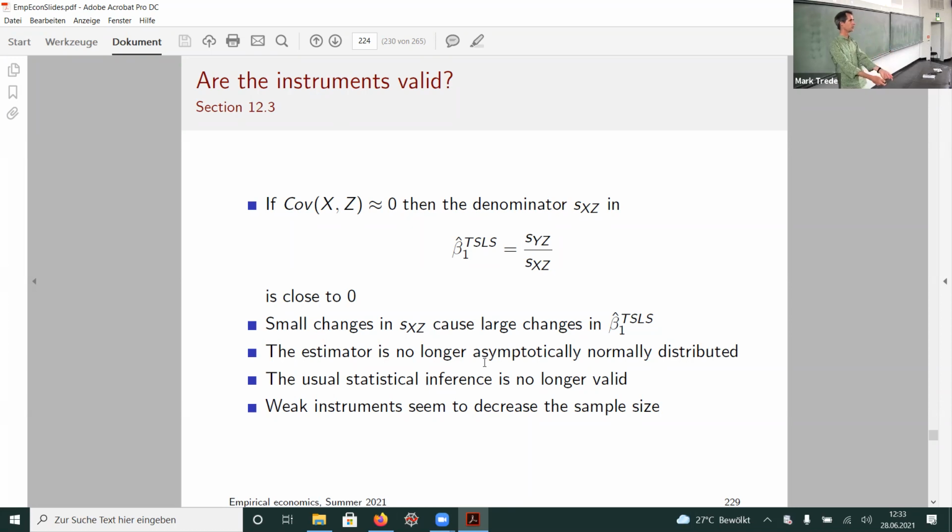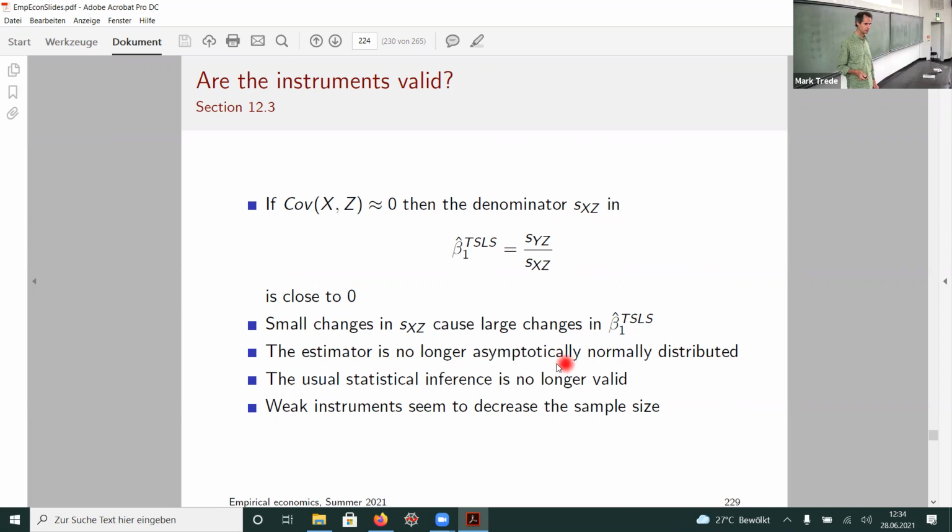So you base your policy on some estimated causal effect, but in reality it doesn't exist, or it's of a different magnitude. And of course that's a problem. That's really a severe problem. So that the estimator is no longer normal is not just a technical nicety, or non-nicety in this case, it's really a problem.